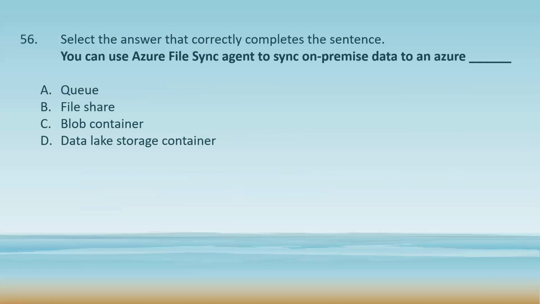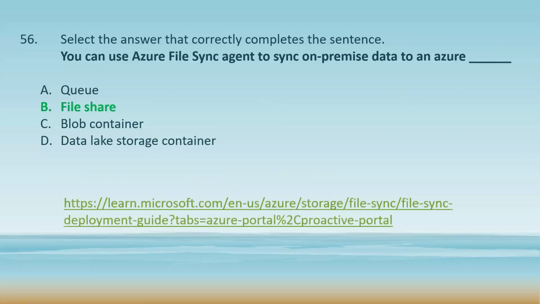Select the answer that correctly completes the sentence. You can use Azure File Sync Agent to sync on-premise data to an Azure. Your options are queue, file share, blob container, data lake, storage container. So the right answer is option B, file share.